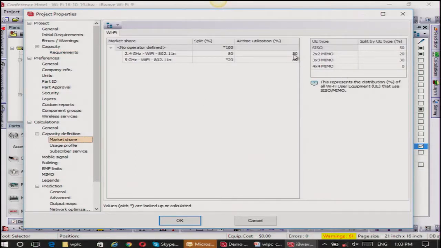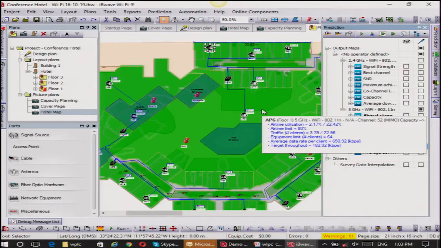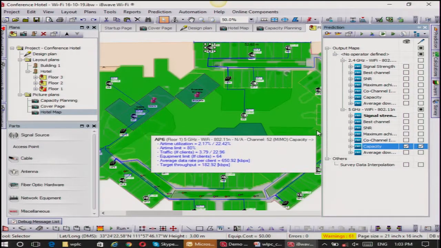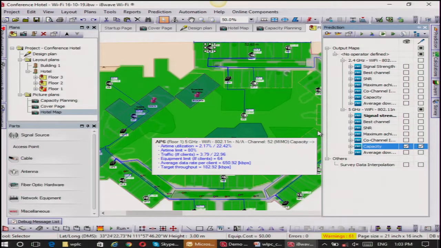This is where you do airtime utilization. So for this venue, you say it's 80%. So basically it says airtime limit yours is 80% and you have used up 22.42%, so you are well below the limit. Your traffic, which is the number of clients in that particular location, is 3.79, and it is 22.96 throughout the venue. And equipment limit, which can be assigned per each of those APs, is 64. So you have not hit the equipment limit.